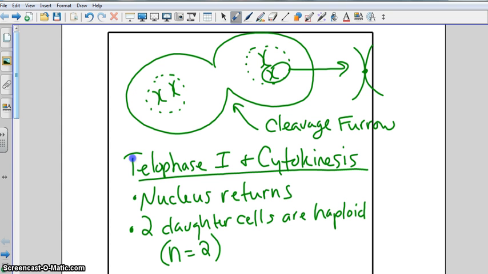Do we have to draw two cells and show both of them doing it at the same time, or just draw one? We're going to draw both cells when we get down here, because the whole point is when we're done, we're going to have 4 cells. In meiosis, we start with 1 and we end with 4. In mitosis, we start with 1 and end with 2.